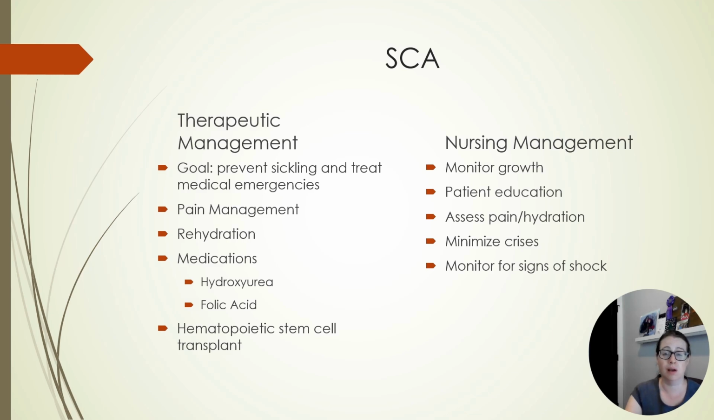So these students may need letters that they can't stand outside in the cold waiting for the bus, for example, or go out in extreme heat for lunch or recess because of the likelihood of sickling. Teaching parents and kids to recognize medical emergencies and when they need to come to the ER is important. They'll often be on hydroxyurea and folic acid to prevent pain crises and to encourage hemoglobin production. These patients can actually receive stem cell transplants, which would effectively cure them of sickle cell.